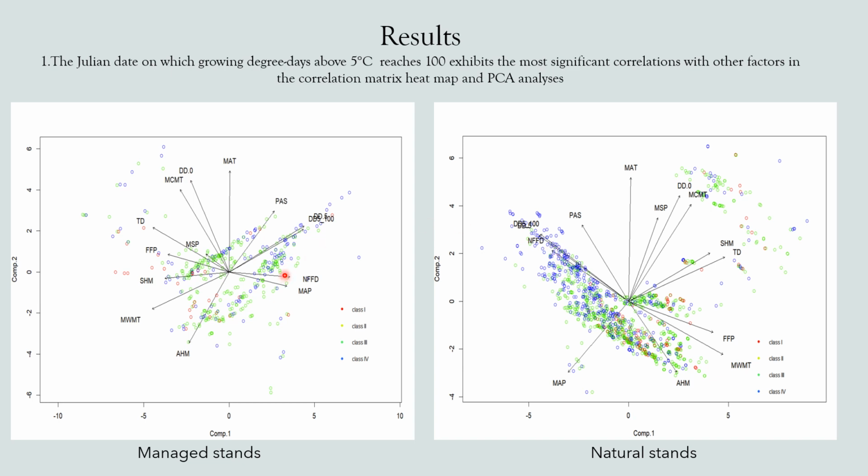and they are in the same direction as the site index. And we can also find that for the managed stand, some factors related to heat are also important to the site index, such as the mean warmest temperature and the heat. But in the natural stand, it seems like frost-free days is another important factor to the site index, like the frost-free period and the number of frost-free days.